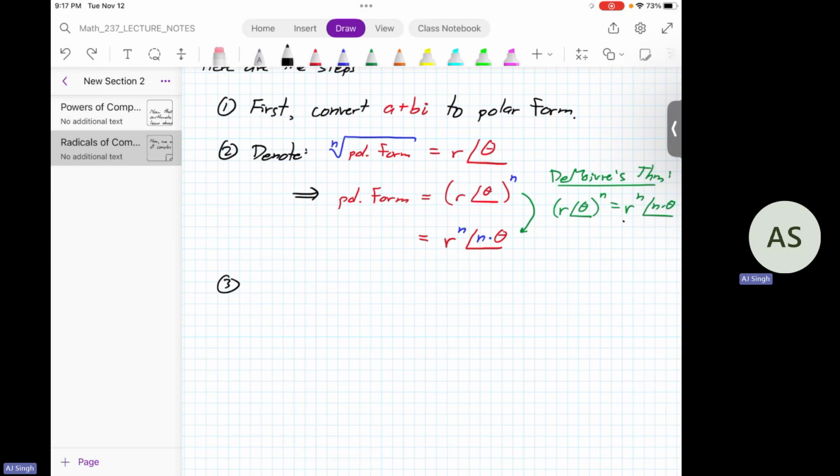So maybe I'll just write down find r and theta. I'll just write that down, and then we'll see in the example what it looks like. And then number 4 is finally write all your answers down. Remember that if you're doing 4th roots, you're going to have 4 answers. If you're doing cube roots, you're going to have 3 answers. You write the answers down and convert to rectangular.